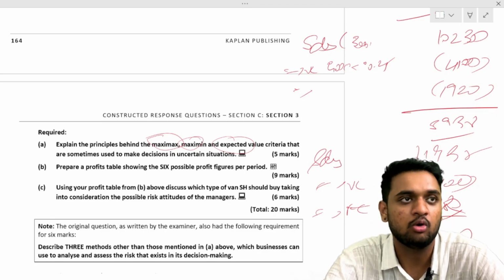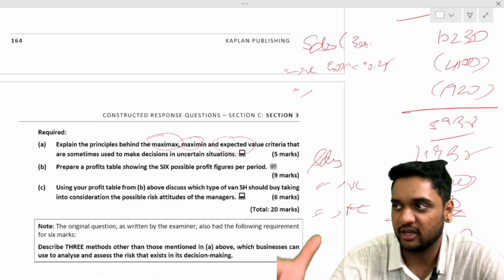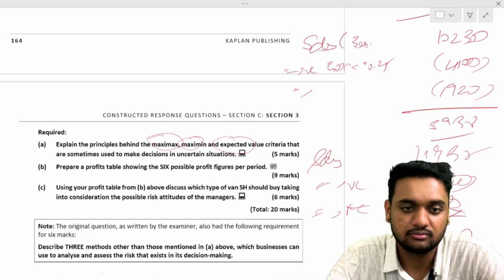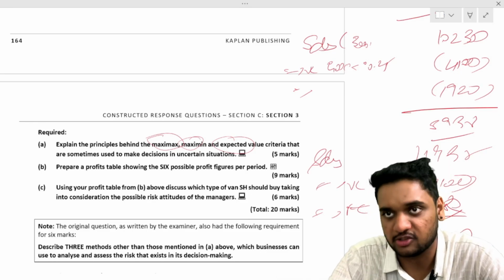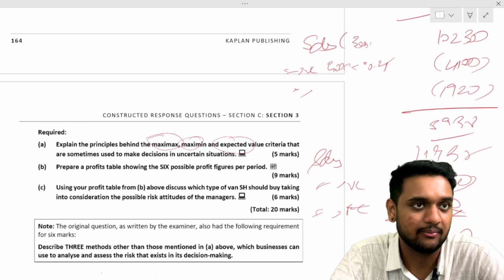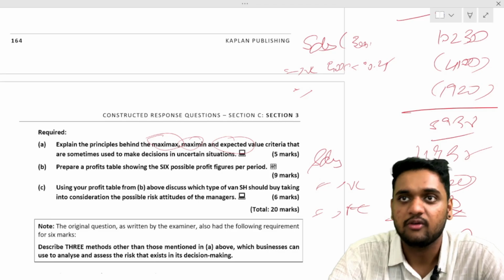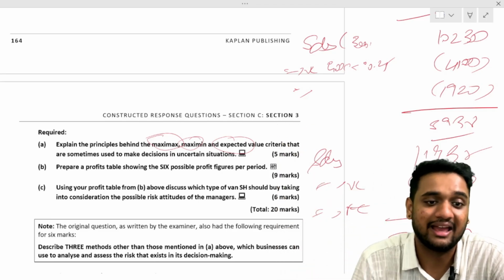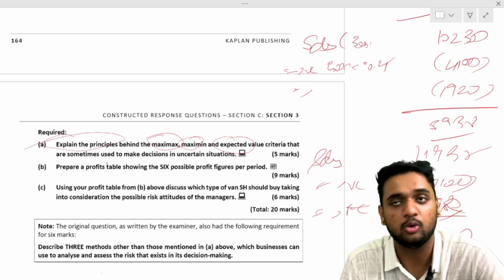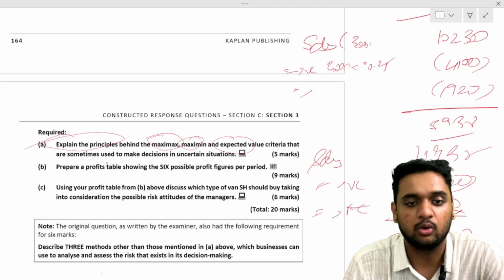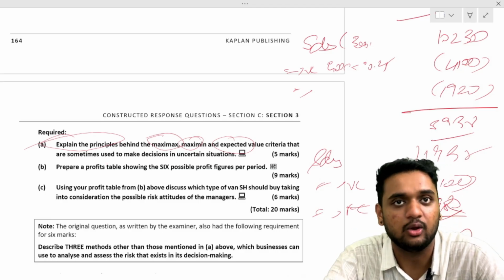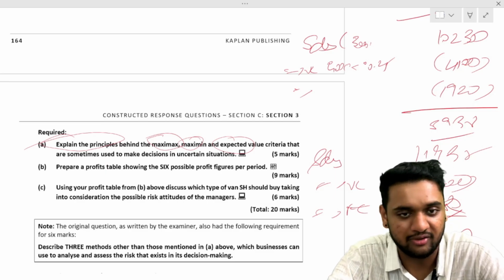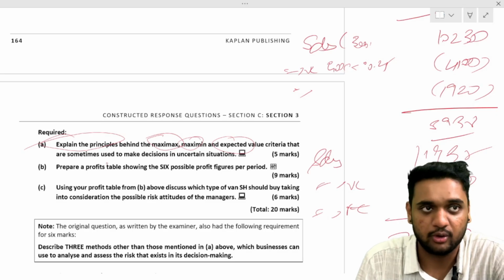Maximax: someone who is more risk taking wants to get the maximum profit and will take efforts to get it. Maximin: someone who is risk averse and not ready to take risk takes the minimum of everything and then finds the maximum. They're only asking you to explain the principles, not do numericals. Expected value: someone who is risk neutral uses expected value. Write about all three points and you'll get 5 marks. Very easy, everyone will get 5 marks.